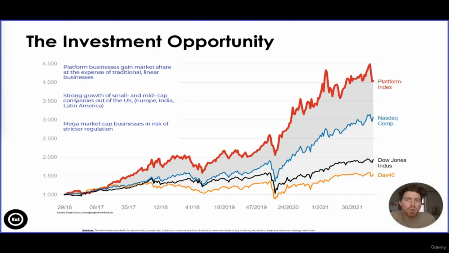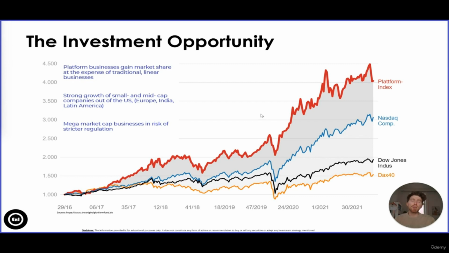We see stronger growth in small and mid-cap companies out of the US, so mainly in Europe, in India and Latin America. This is also very interesting because the platform economy evolved out of the US, but now also startups and entrepreneurs outside of the US got hold of this and are creating new companies which go public. So the bigger return or risk to return profiles, I would say, are currently in Europe, India and Latin America.